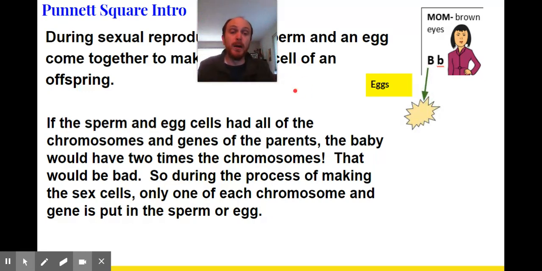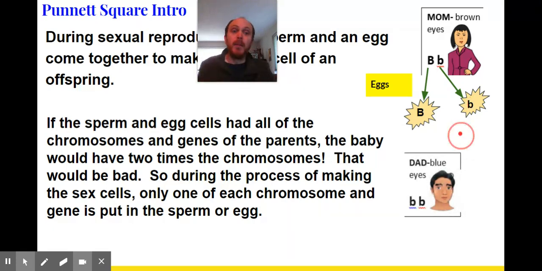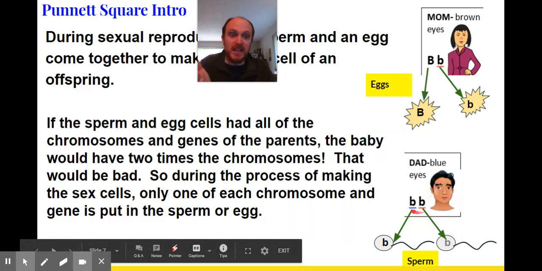Okay, so these are mom's eggs. If mom has big B, little b, then half of her eggs have a big B and half of her eggs have a little b. But no eggs have both. Dad doesn't have eggs, he has sperm. Well, actually, since he has only little b alleles, all of his sperm have one little b allele.